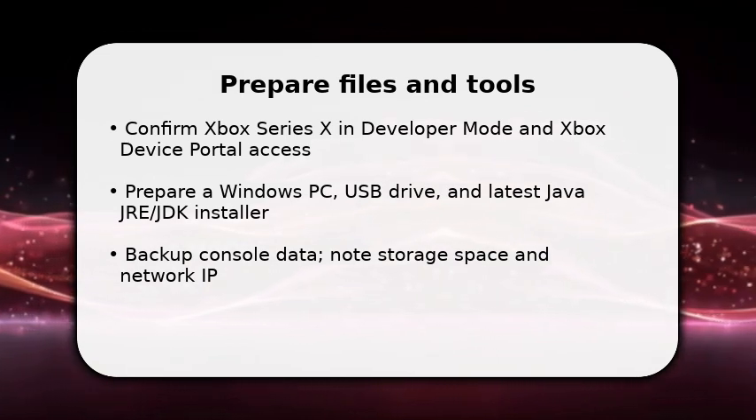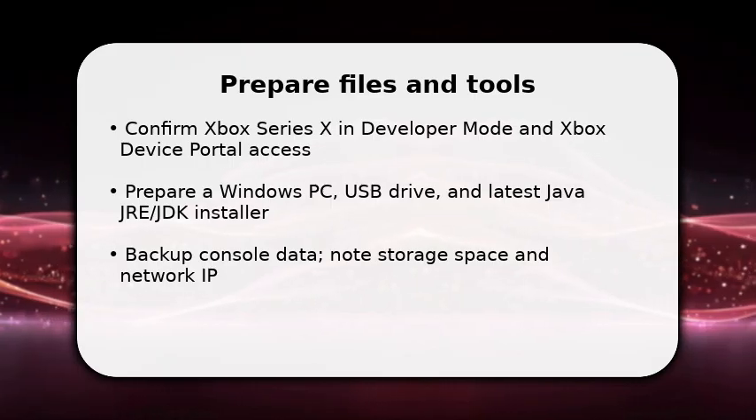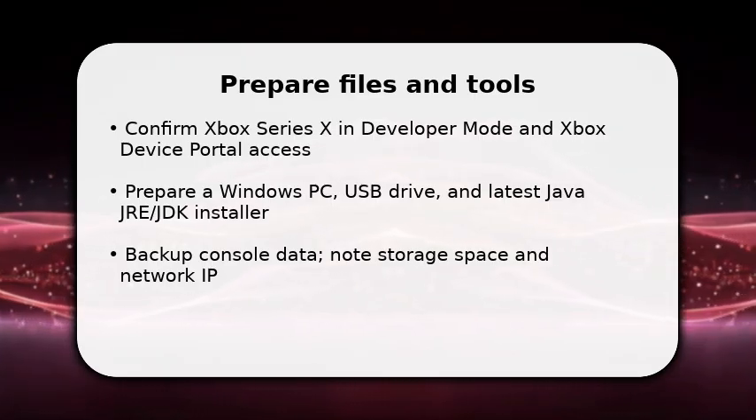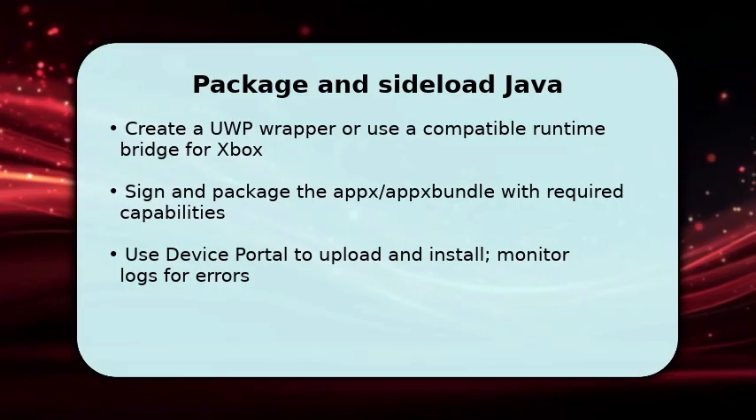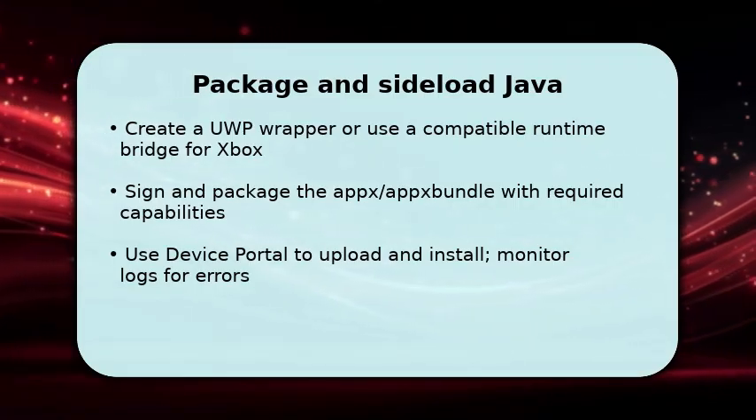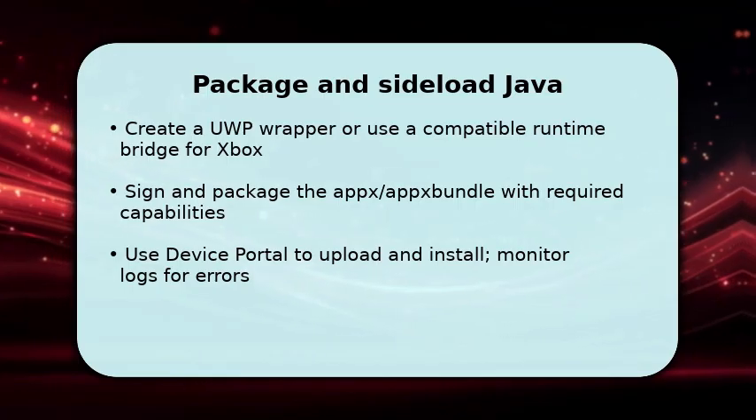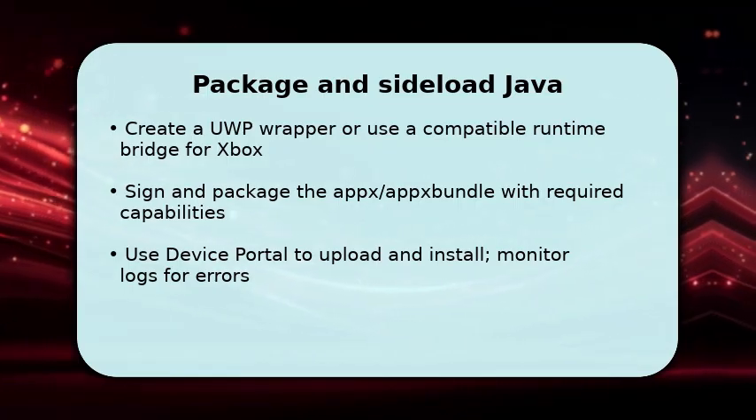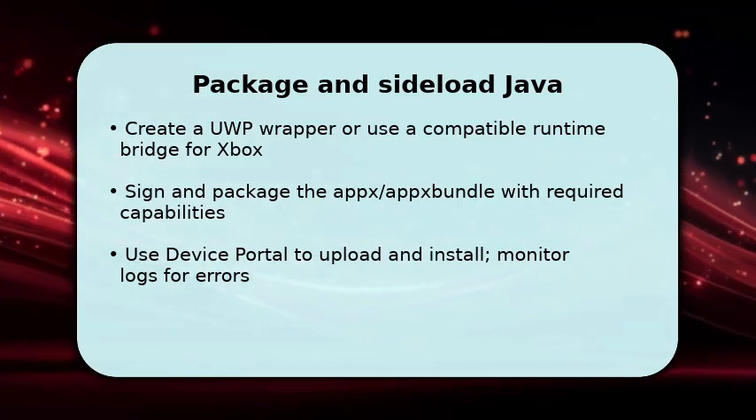You will now wrap the Java runtime into a universal Windows platform container or use an established runtime bridge so Xbox can host it. Convert required binaries into an apps package, include manifest capabilities for file and network access, and sign the package with a developer certificate.